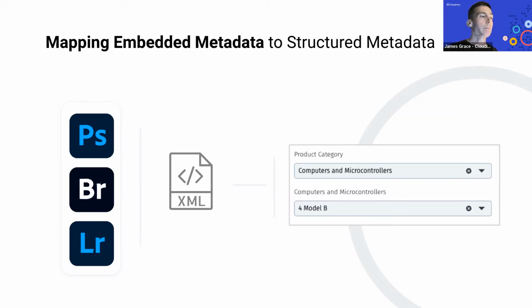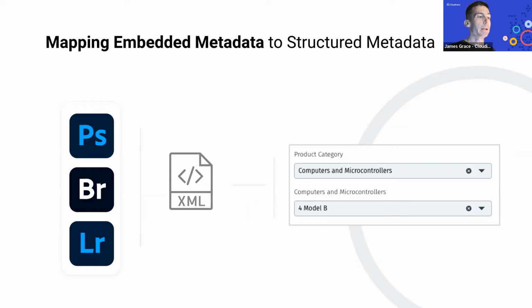When those assets come into Cloudinary, we can create mappings to say, hey, if we've got something in the copyright field or the keywords field or the description field, we can map that over to a structured or defined field within Cloudinary.